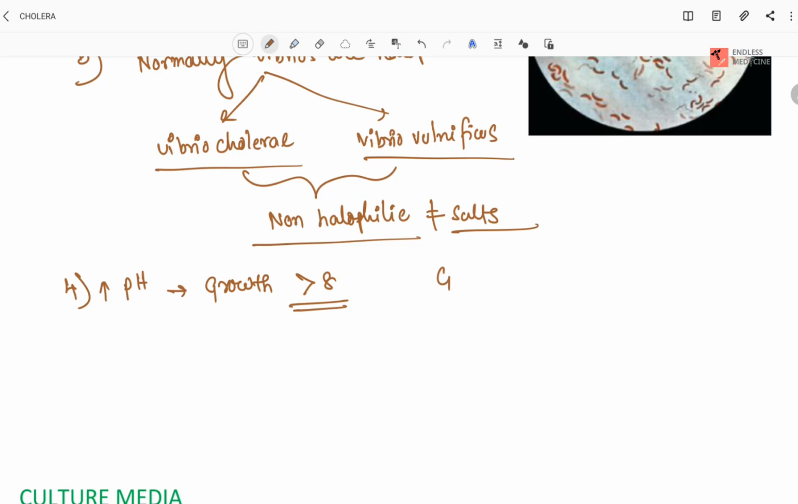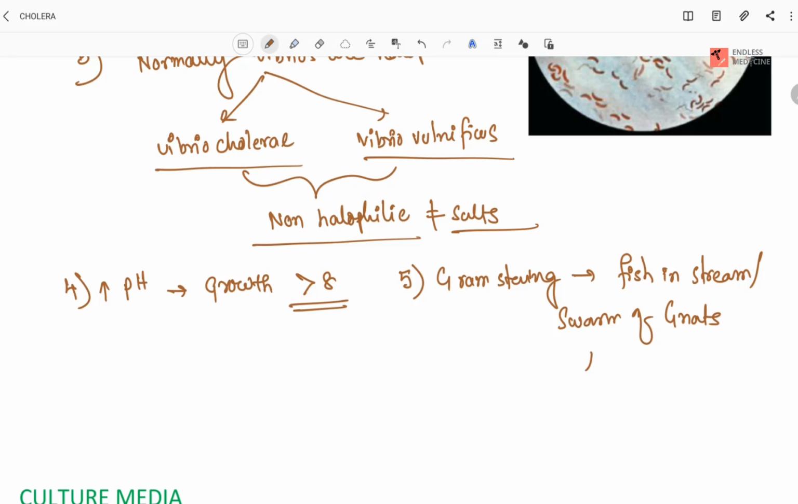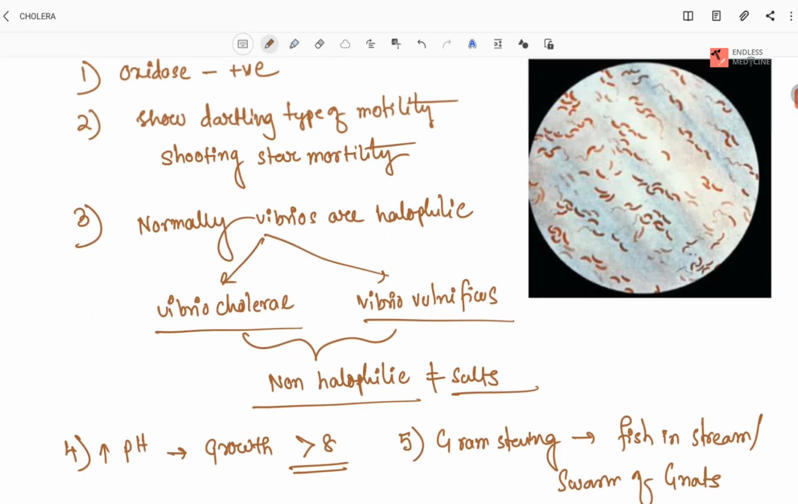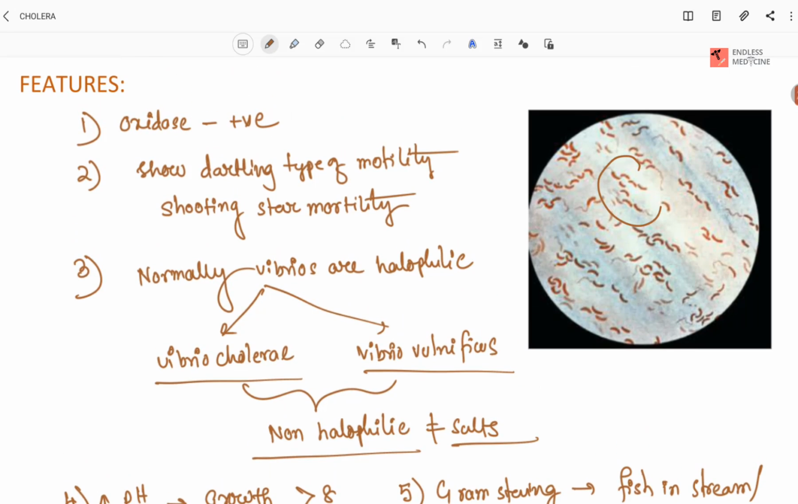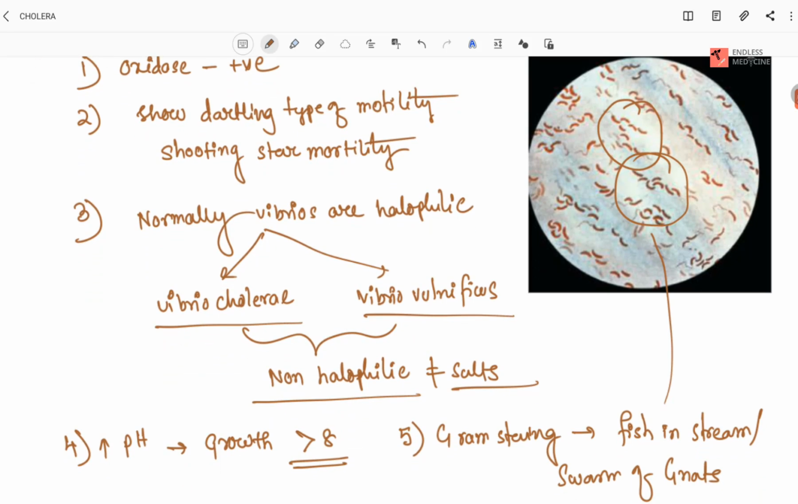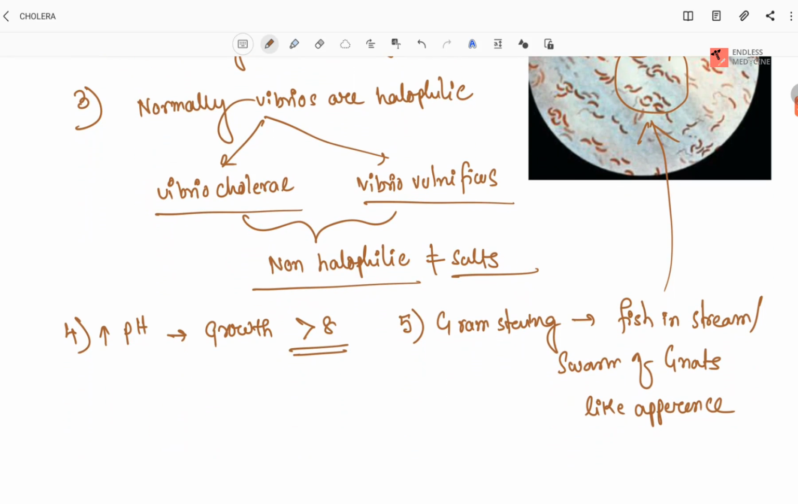Fifth, on gram staining, it shows fish in stream like motility, or swarm of gnats like appearance. It looks like fish are swimming in the stream. So it is called fish in stream or swarm of gnats like appearance.